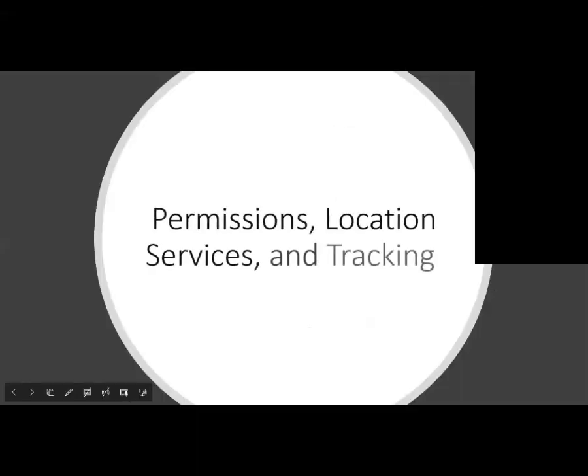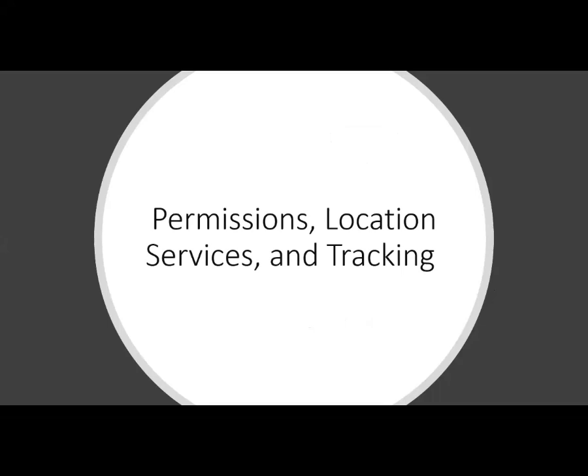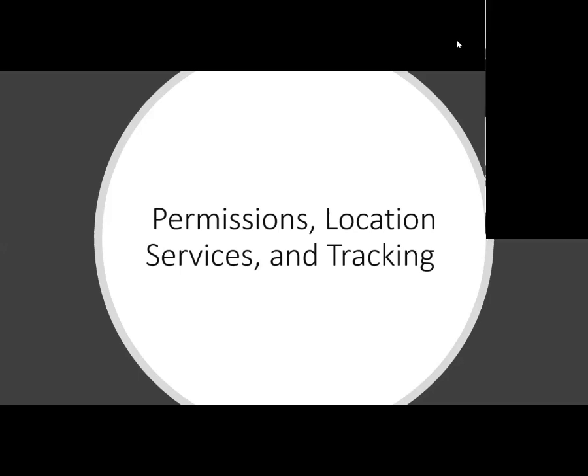So the three main topics that we are going to go over are permissions, location services, and tracking. These three topics all have to do with the privacy and security tab on our iPhone, our iPad, and even a MacBook.